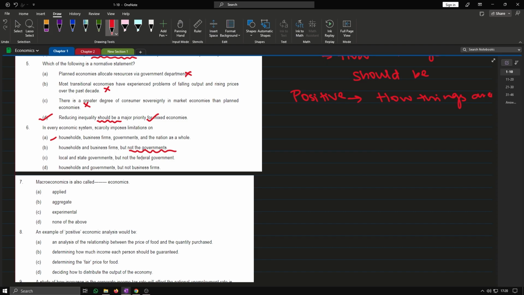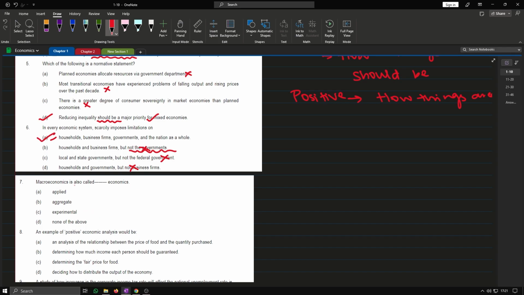Local, state, and governments, but not federal government. No, this is not true. Households and governments, but not business firms. No, business firms do get affected if scarcity is there. So the option is A.